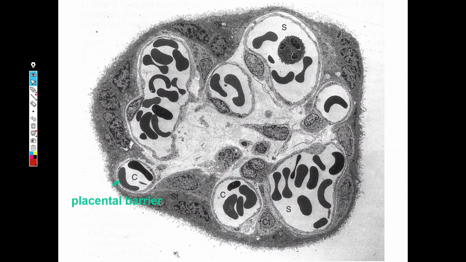Okay, this is a picture from an electron microscope. We can see this is the villus, a tertiary villus, the whole picture. It contains capillaries right here with erythrocytes in them. So you probably know these things right here. These are the erythrocytes.